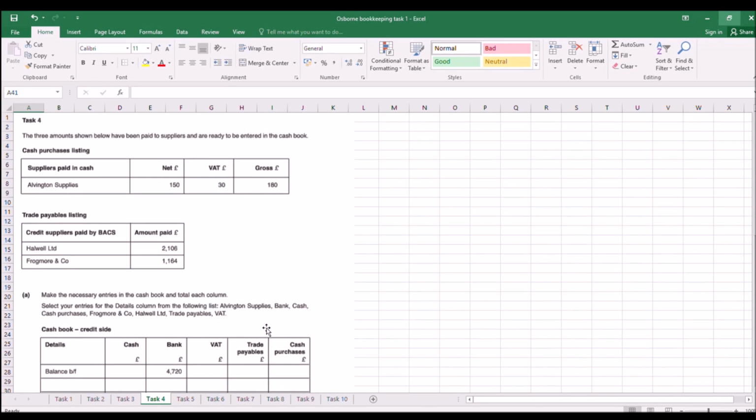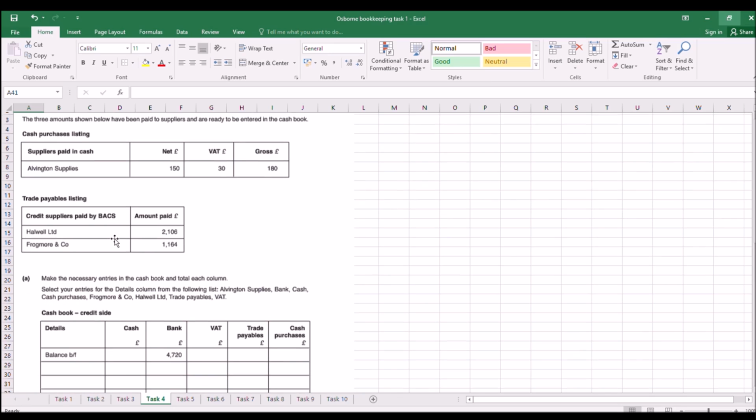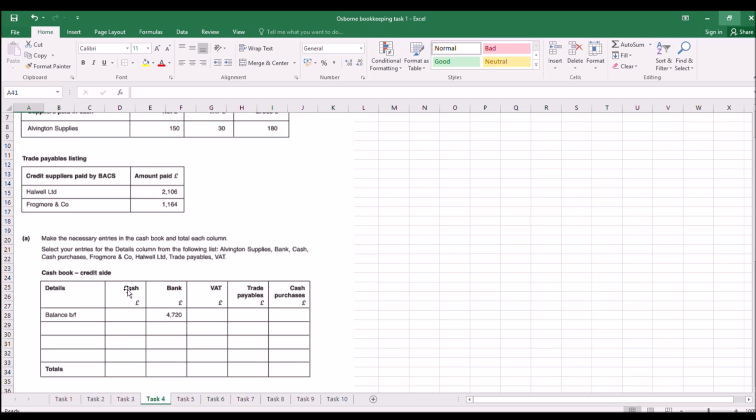Right, okay, so task number 4. The three amounts shown below have been paid to suppliers and are ready to be entered into the cash book. Oh, exciting! So we've got suppliers paid in cash, and some trade payables that we made. We've already had the credit for these ones, and then we're going to pay by bank transfer from the bank account. Make your entries into the cash book.